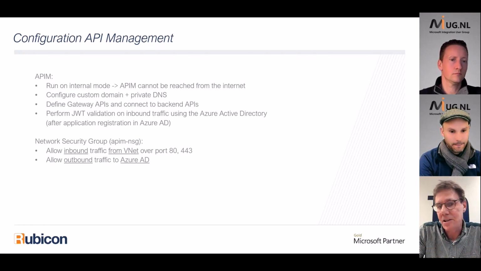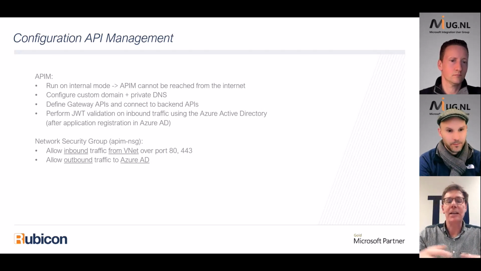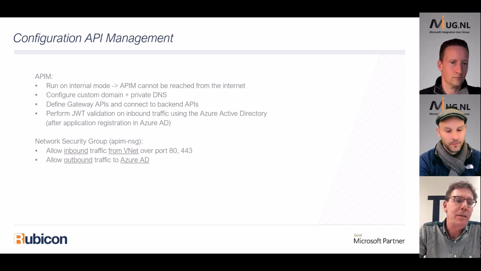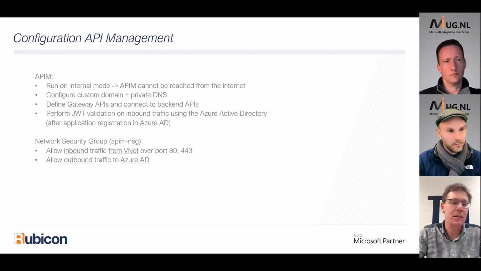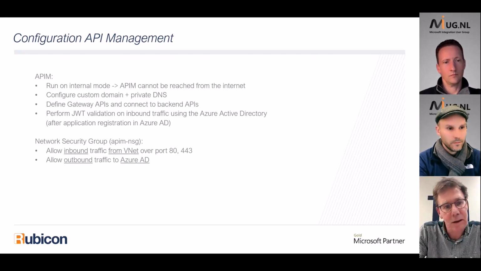Now, the third bullet is standard API management. The idea of API management is that you have gateway APIs that expose the backend APIs. And the final point is that you can implement JSON Web Tokens validation on inbound traffic. So that's a way of identity and access management that you can use in API management. A bit off topic, but another way to secure your configuration.